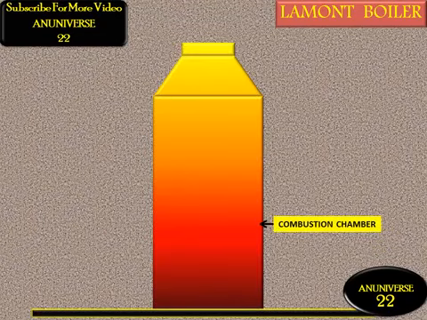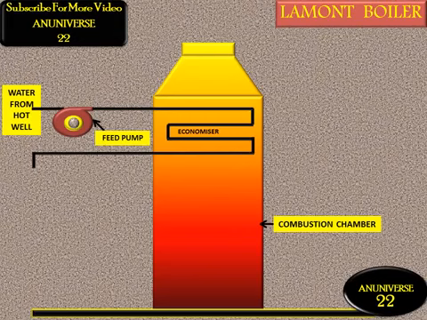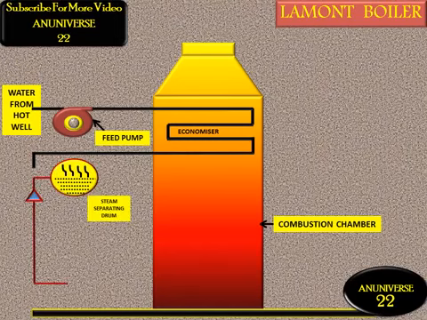Generally, the furnace in the Lamont boiler is vertical, and the main function of the furnace is to burn the fuel. This is the feed pump that is used to supply water to the economizer, and the economizer is used to preheat the water by using the remaining heat of the combustion gases. Generally, the economizer increases the boiler efficiency. And this is the steam separating drum.